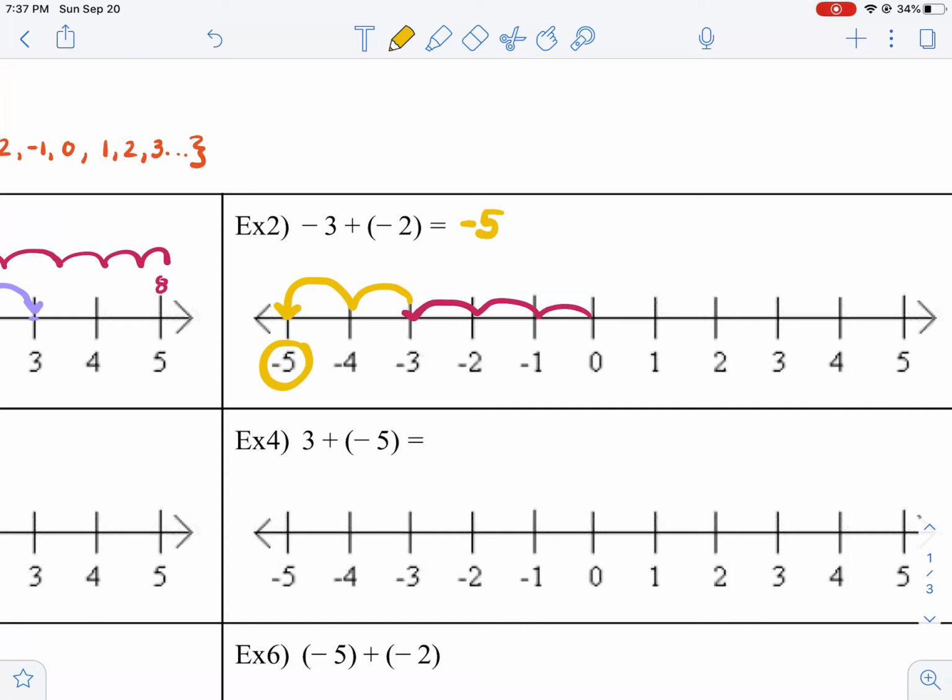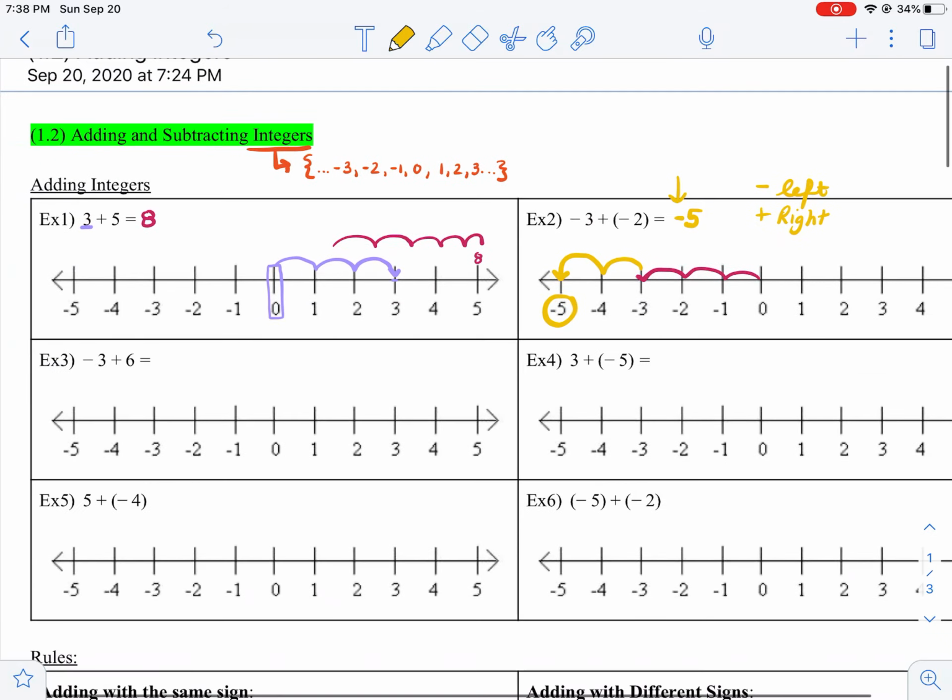Okay? And I like to think the negatives are going to the left and the positives move us to the right. Okay? I also like to think of this as money. If I lost $3 and then I lost $2 more, how many dollars did I lose? I still am in the negative. I never gained anything. I lost $5.